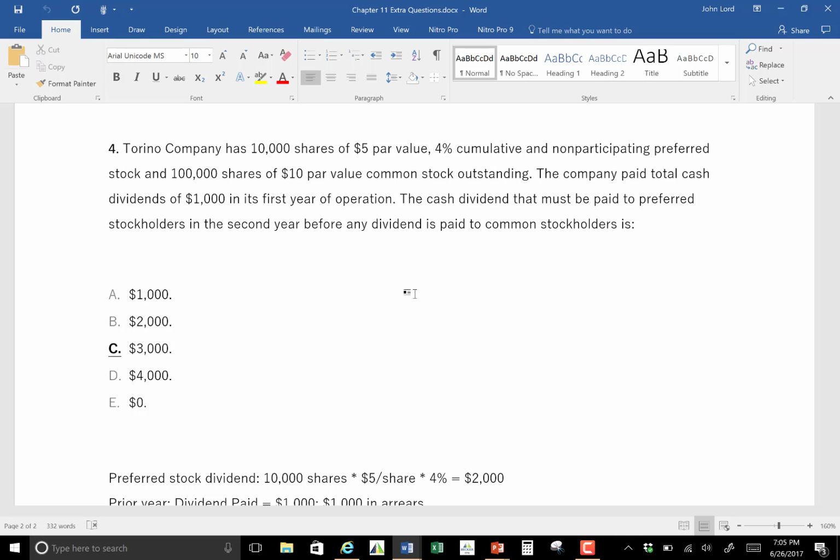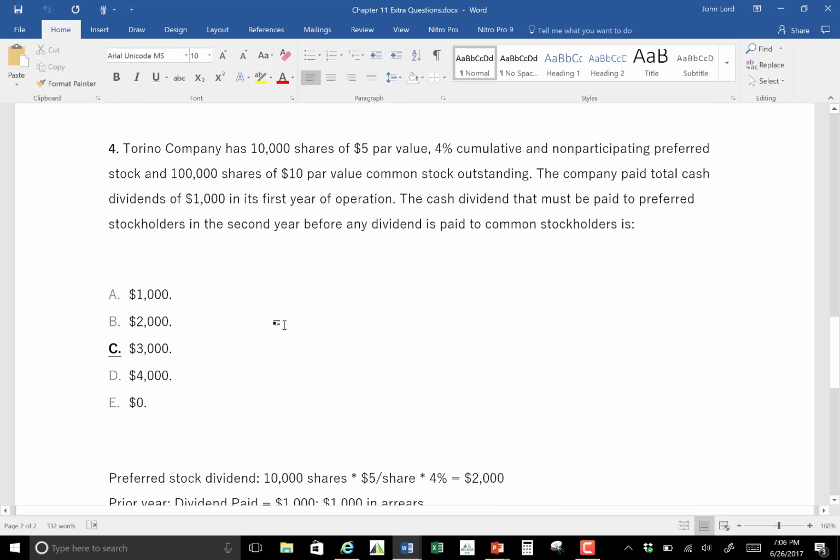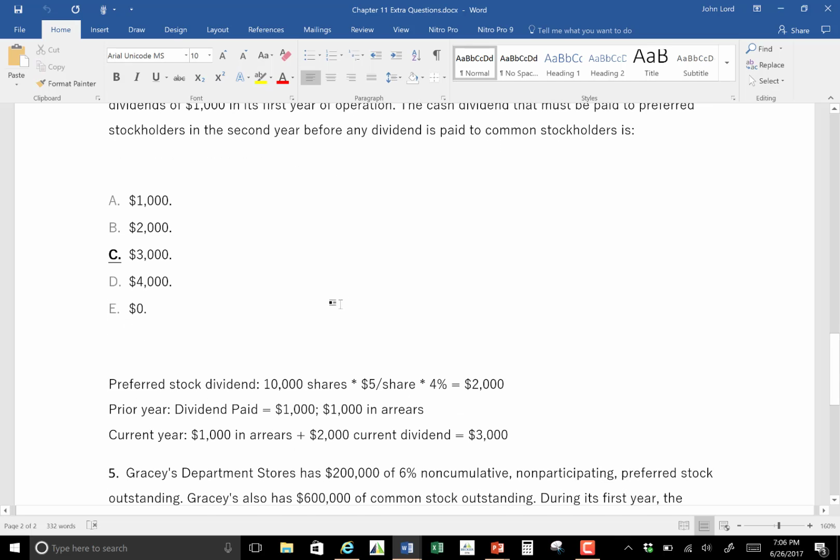Now the fact that this is non-participating makes this work just like we saw in the question: the accumulated amounts need to be paid to preferred. Anything left over goes to the common shareholders. Okay. So they tell us the company paid a cash dividend of $1,000 in its first year of operation. The cash dividend that must be paid to preferred shareholders in the second year is calculated as the 10,000 shares times the $5 times 4%, which means that they get a dividend of 2,000. The prior year dividend in arrears, though, is 1,000, and so we have the arrears plus the current dividends. That means that the preferred shareholders are entitled to $3,000, right? 1,000 from the previous year that has accumulated, plus the amounts that have accumulated for the current year, the 2,000.